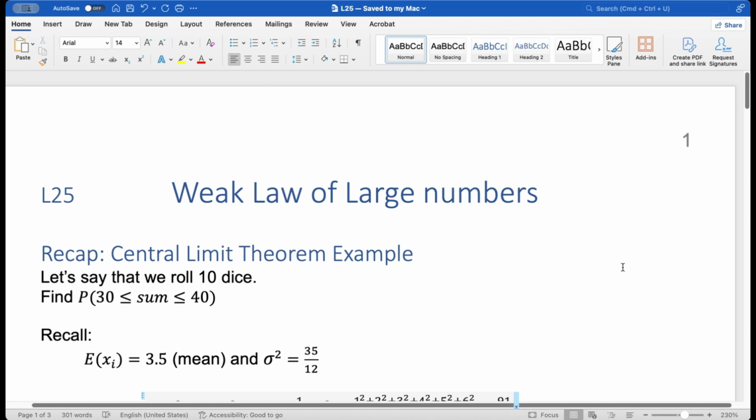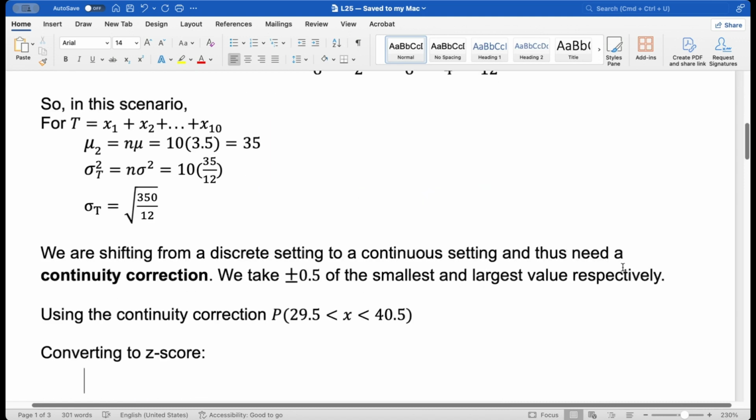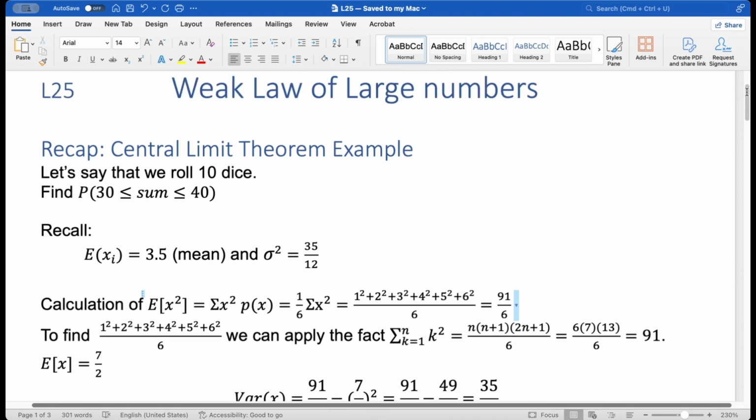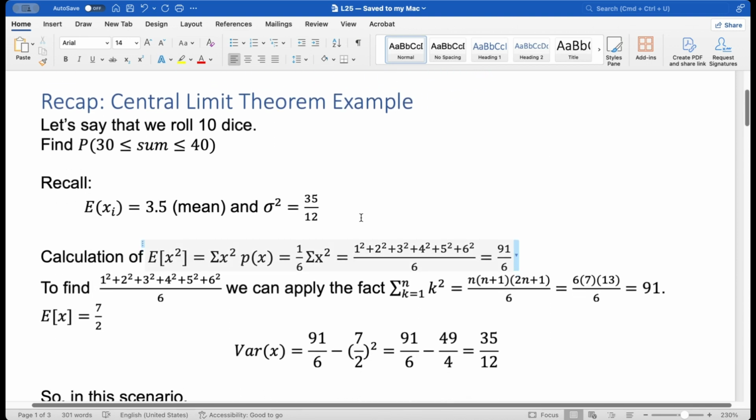The expected value on a single roll of a standard die is 3.5. Variance is 35 over 12. Just a brief recap here of finding the variance: the expected value of x squared is the summation of x squared times p of x. For a fair die, the probability is uniform at 1/6 times the sum of x squared, and you can add those up or use the formula for a sum of squares. The expected value of x squared is 91 over 6, minus the mean squared, gives us the 35 over 12.